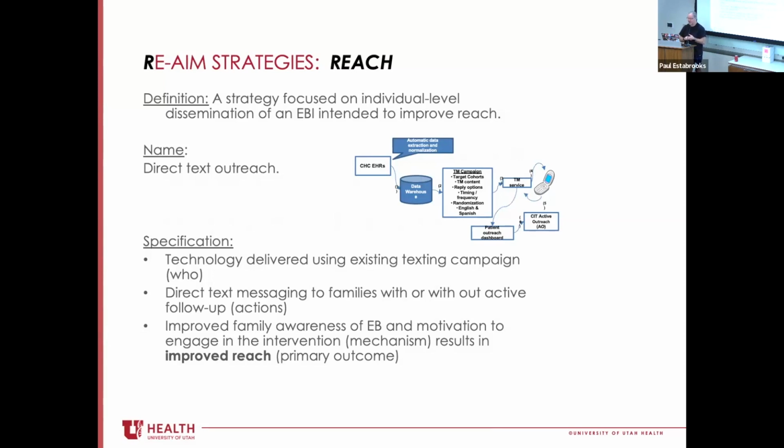And then we specify it as who's delivering it, technology in this case. And we have much more detail on that in the specification documents. And then we have the action, direct messaging to families with or without active follow-up. And then what we're trying to do is improve family awareness of the programs and motivation to engage in the intervention, our mechanisms of action to improve reach, primary outcome. Okay, so that's one place here.